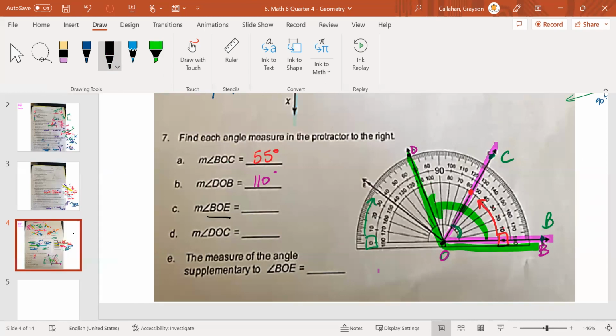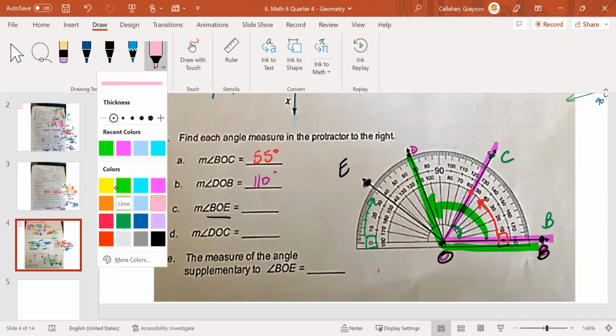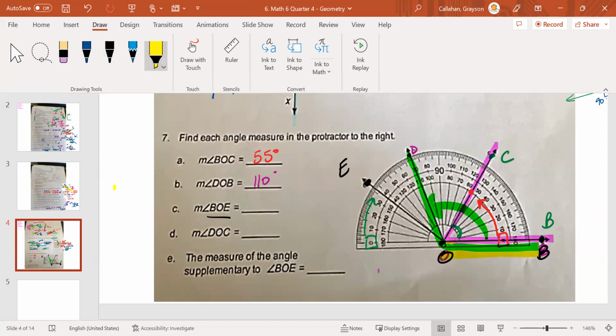Next one, DOE, or BOE. So starting at B, so BOE. So this angle starts right here. BOE is right here. And notice once again that it starts right here and then it extends this way. So I would say that it ends between 140 and 150, but it looks a little bit closer to 140. So maybe 143, because 145 is in the middle, but this looks a little bit closer to 140.